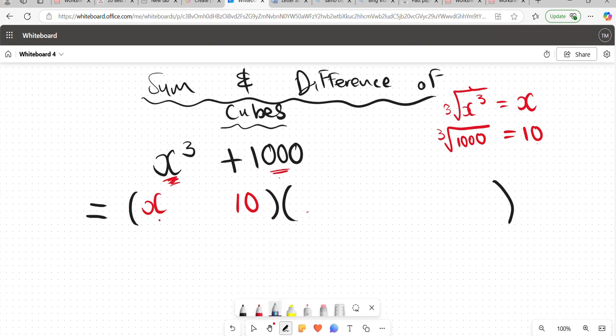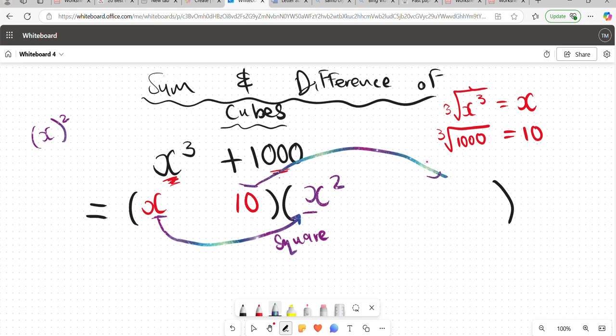So how do you get these guys here? The first term of the second bracket, you take the first term of the first bracket and you square that term. So if I square an x here on the side, I end up just getting an x squared. The last term of the second bracket is also found by squaring that second term. If I square 10, I get 100.